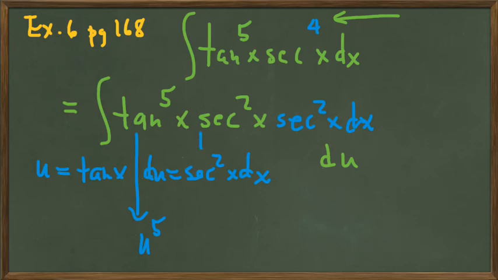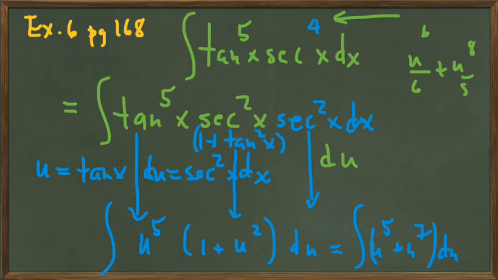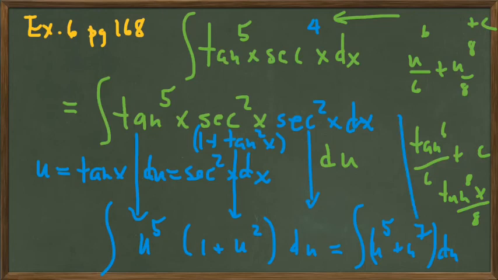So let's write the secant squared here as 1 plus tangent squared x, and so that turns into 1 plus u squared, and we have already said that the secant squared turns into du. So our integrand is powers of u, which are easy to integrate, as u to the fifth plus u to the seventh du, and that gives us u to the sixth over 6 plus u to the eighth over 8 plus c, which is tangent to the sixth over 6 plus tangent to the eighth over 8. And so a pretty easy integral to do, certainly after we make the conversions.